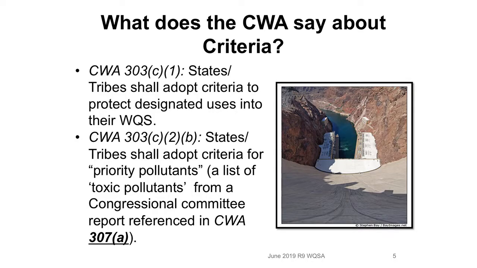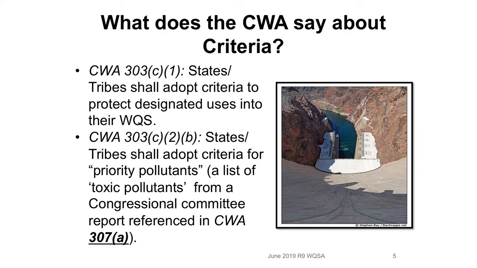So what does the Clean Water Act say about criteria? There's a couple places in the Clean Water Act where they talk about them. One is 303(c), which basically says that states and tribes shall adopt criteria to protect designated uses into their water quality standards. 303(c) is actually the authority under which we approve your water quality standard when you send it to us. The second place is it basically says that states and tribes shall adopt criteria for priority pollutants.